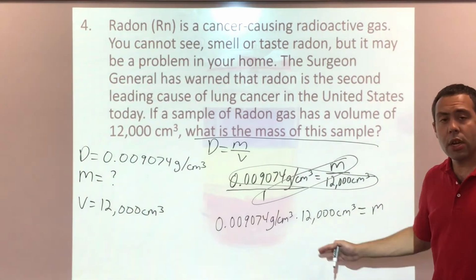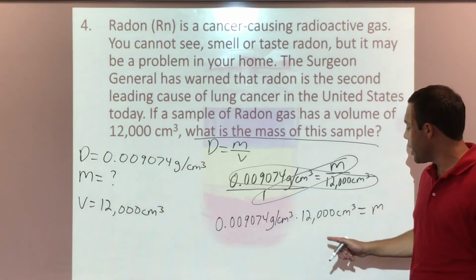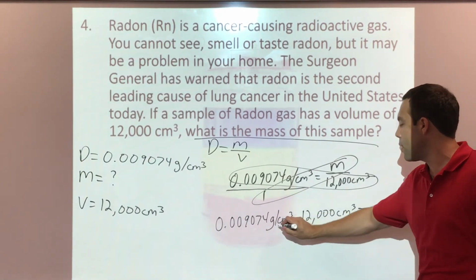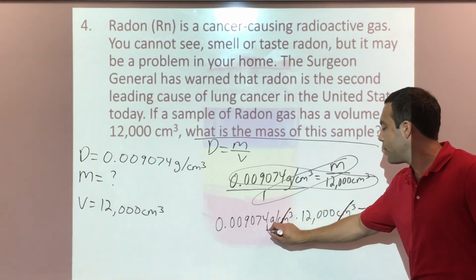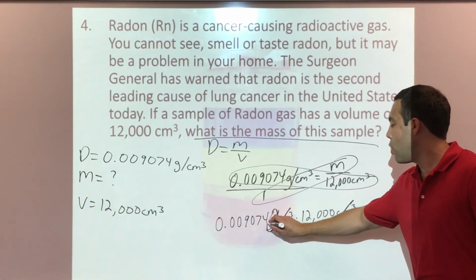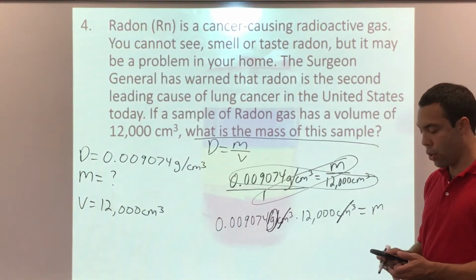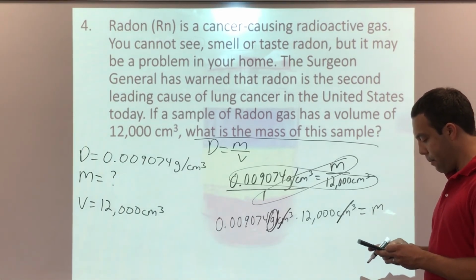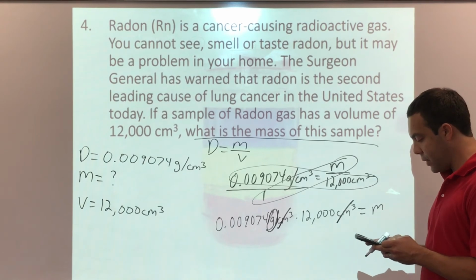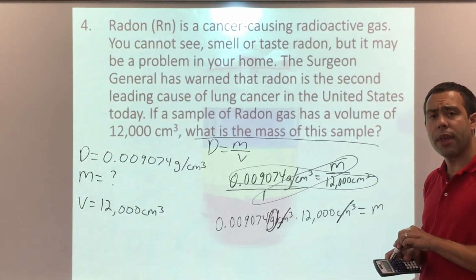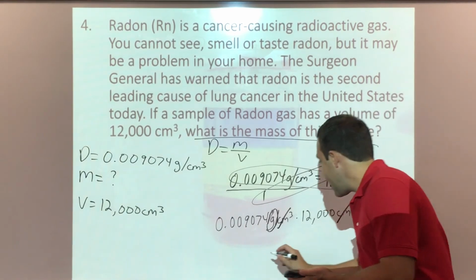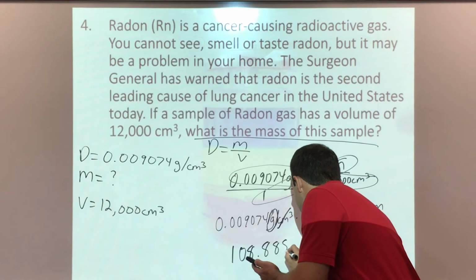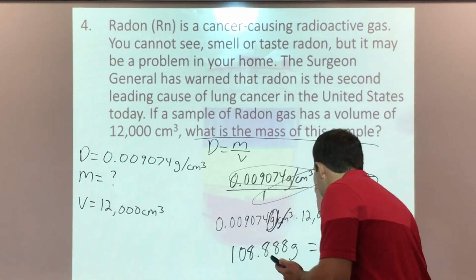So all we have to do here is multiply. Before we punch numbers in the calculator, we look at the units: grams per cubic centimeter, cubic centimeters. They cancel out. We're left with the unit of grams. That's great because we're trying to find mass, which should have the unit of grams. So we multiply 0.009074 times 12,000. We write down every number that comes out of our calculator. In this case, 108.888 grams is going to be equal to our mass.